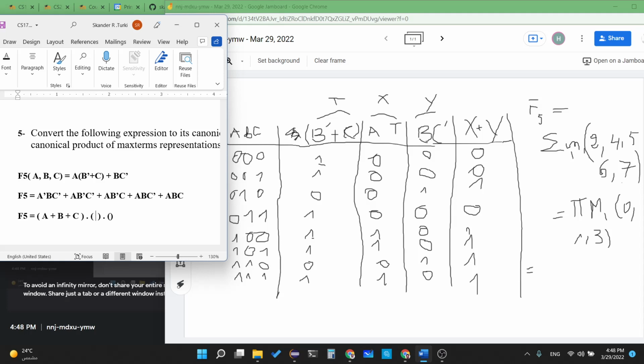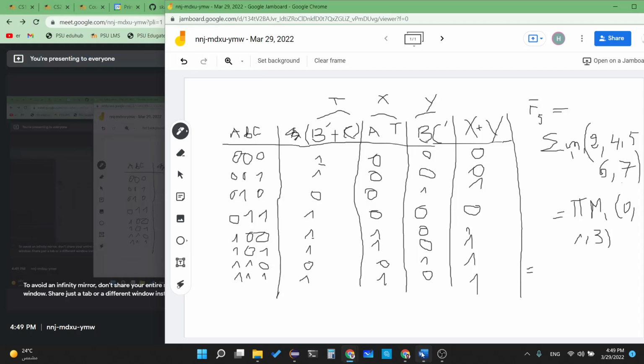Max term 1 would be A or B or C bar. Correct. The max term 3 would be A or B bar or C bar. Are you sure? A plus B bar plus C bar. Okay. So that was that question.